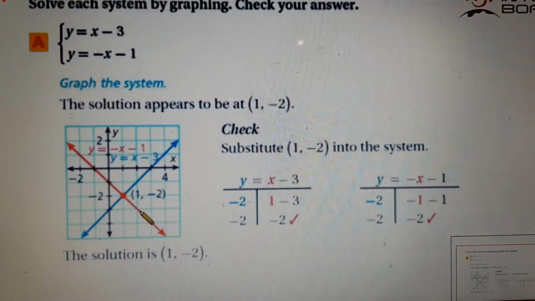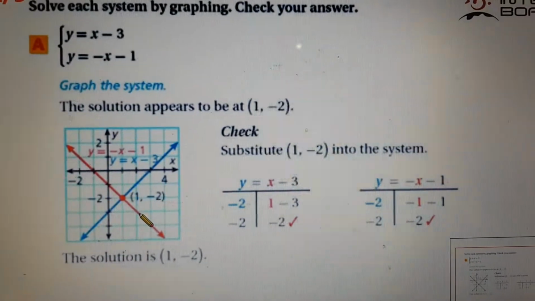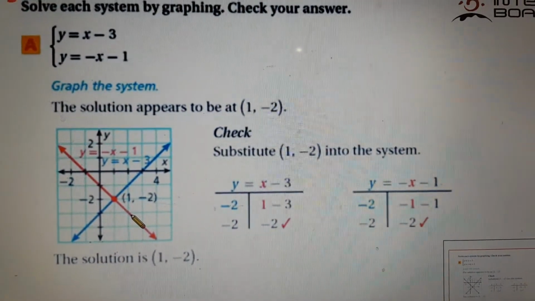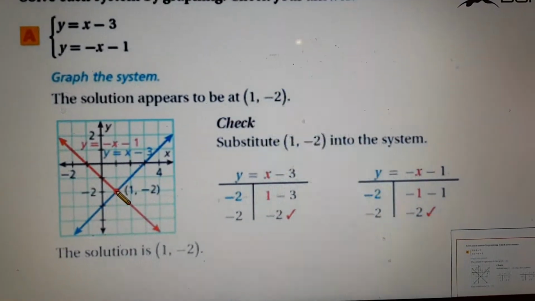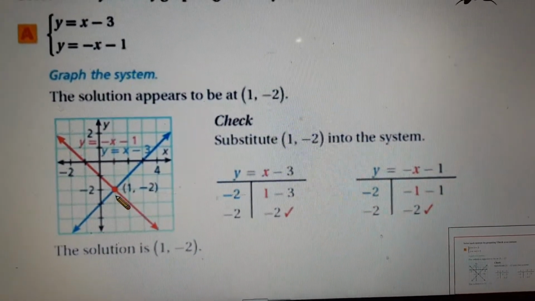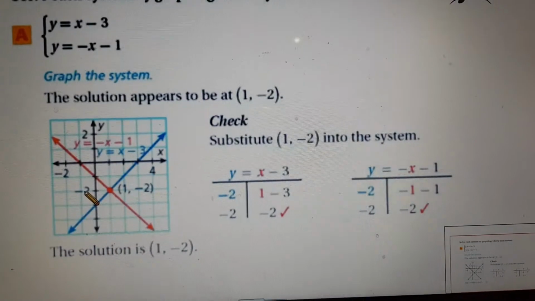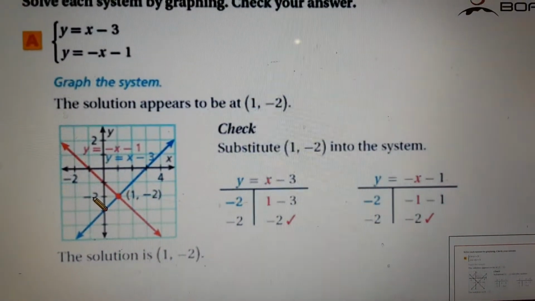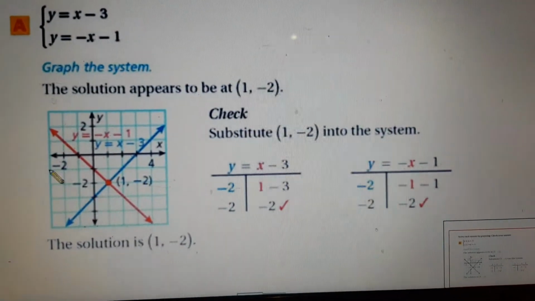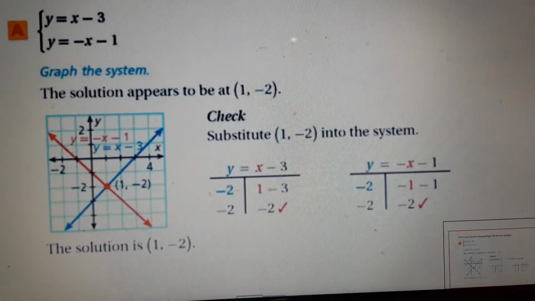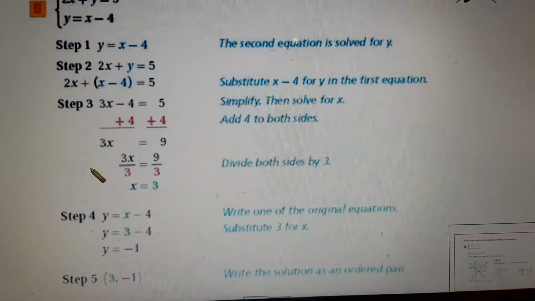Here, by graphing. If the graph is given, how can you read the point? Here, my intersection point, I read x, then y. If there is no intersection point between the two lines, if you got two parallel lines, there is no solution. Second way, by substitution.